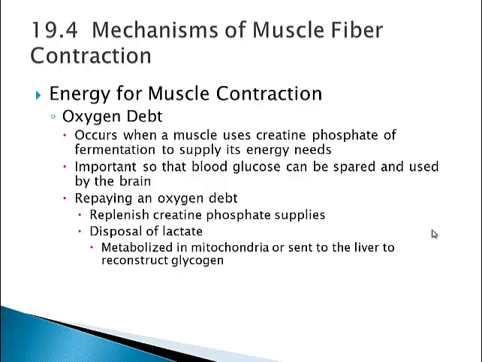Anytime you're in debt, you have to repay what you've taken. So during the repaying of oxygen debt, you replenish the creatine phosphate supplies and also dispose of the lactate that is built up in the muscle cells. This lactate is either metabolized in the mitochondria or sent to the liver to be reconstructed as glycogen.